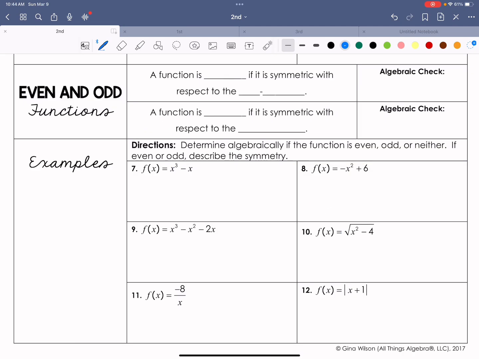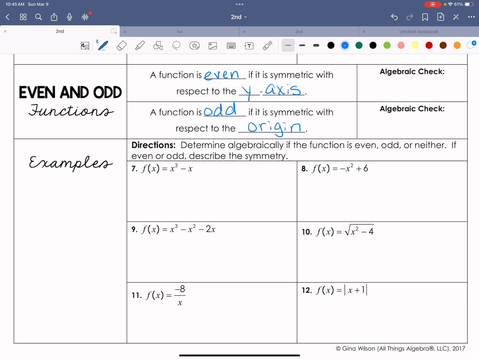Now let's talk about even and odd functions. A function is even if it is symmetric with respect to the y-axis. Now this is a definition, and you just need to memorize it. A function is odd, we call it odd, if it is symmetric with respect to the origin.